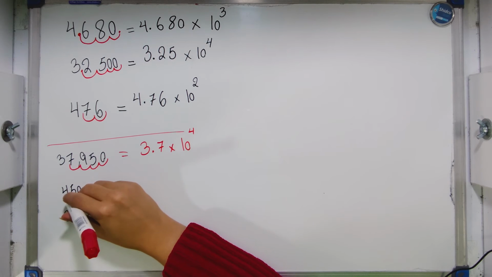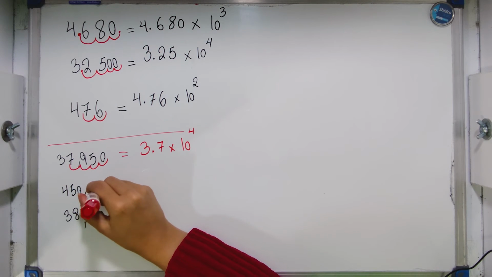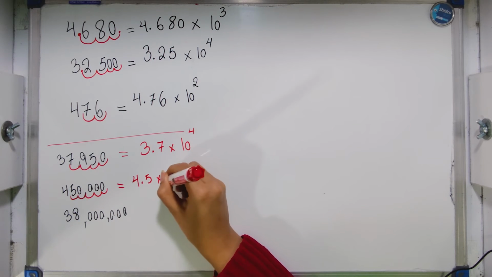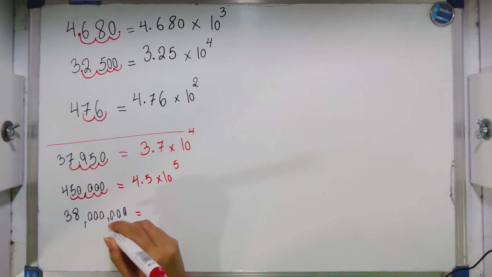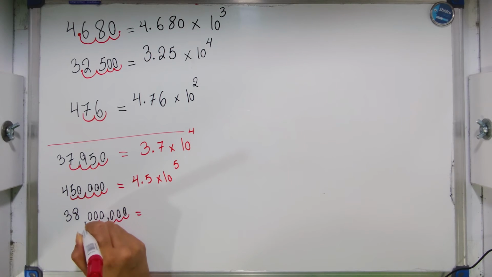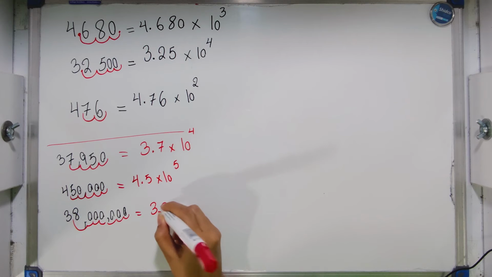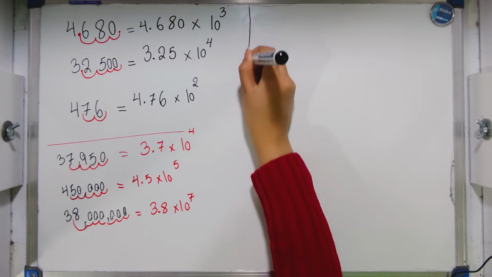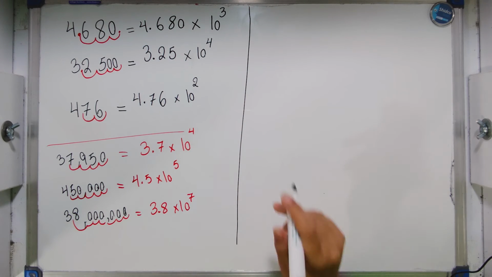Here, the decimal should be between 4 and 5. 1, 2, 3, 4, 5. 4.5 times 10 to the power positive 5. Here it's 1, 2, 3, 4, 5, 6, and 7. 3.8 times 10 to the power 7. Guys, try to pause the video, and before I answer these examples, answer by yourself and just check your answers with me. But let's try to change very small numbers to scientific notation.